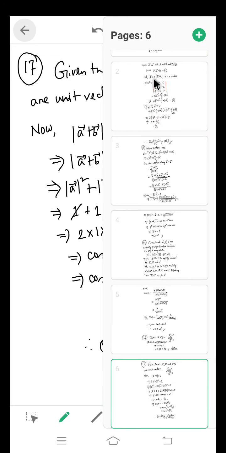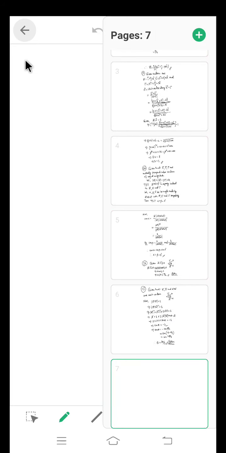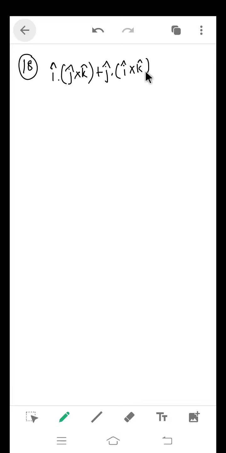Then go for next page and next question, that is question number 18. So it is given as, ये सिंपल सा कैलकुलेशन है, तुम लोग भी कर सकते हो, i dot j cross k plus j dot i cross k plus k dot i cross j.